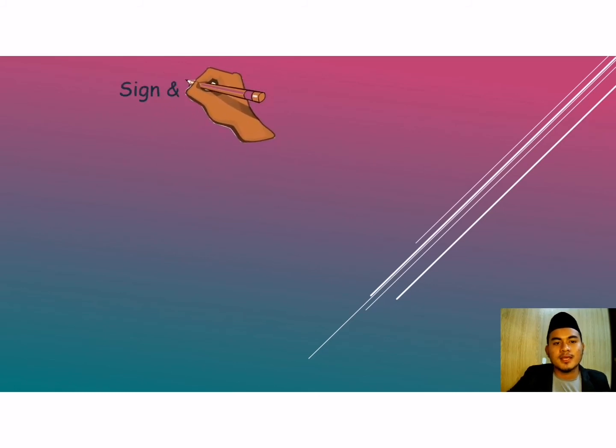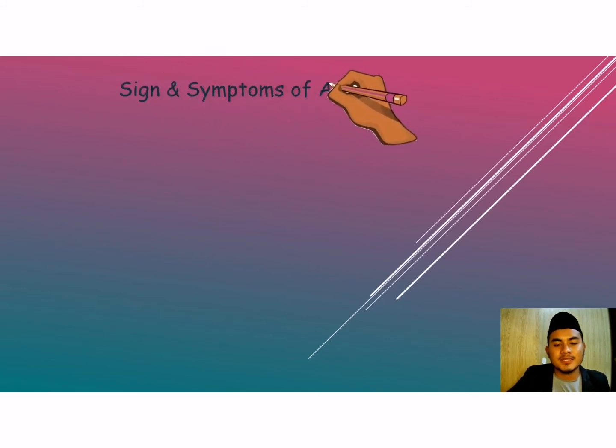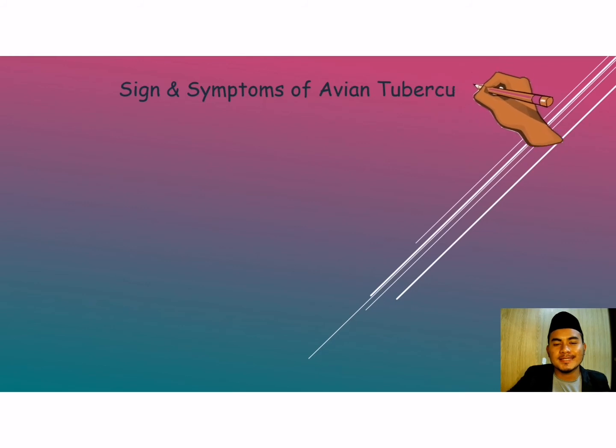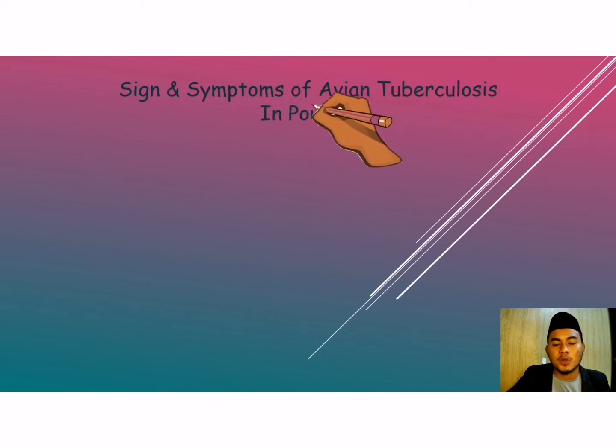Okay, now we continue with my part. Before I continue, I want to introduce myself first. My name is Mohammad Zainolhasan Rosli. My matric number is F59A0081. So, for my part, I will present the signs and symptoms of avian tuberculosis in poultry.